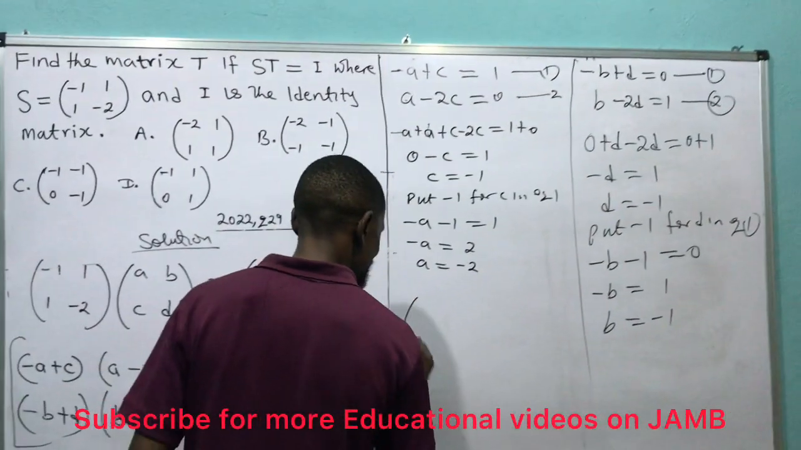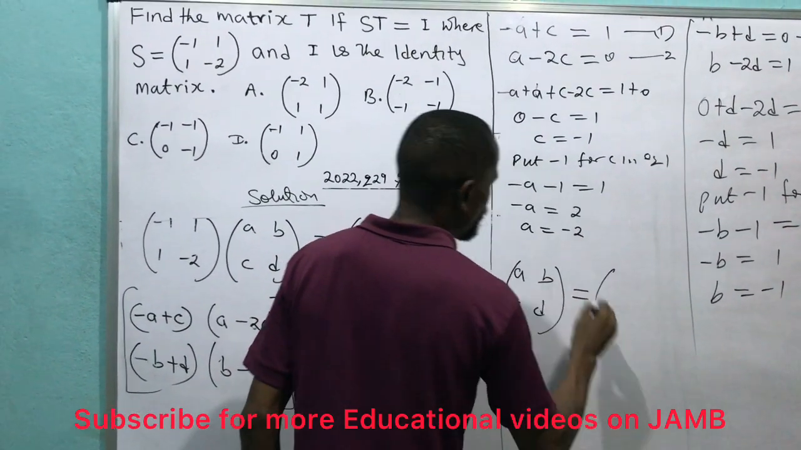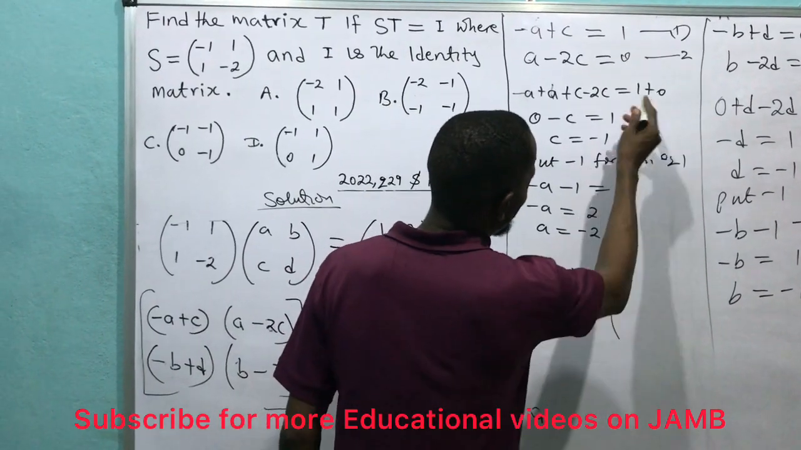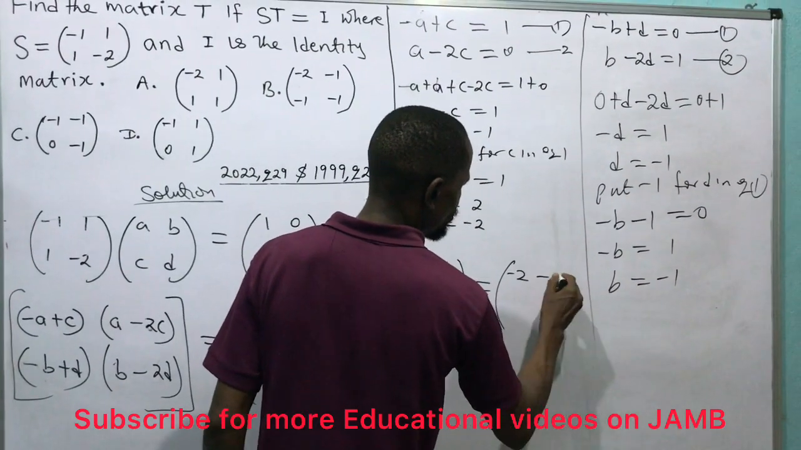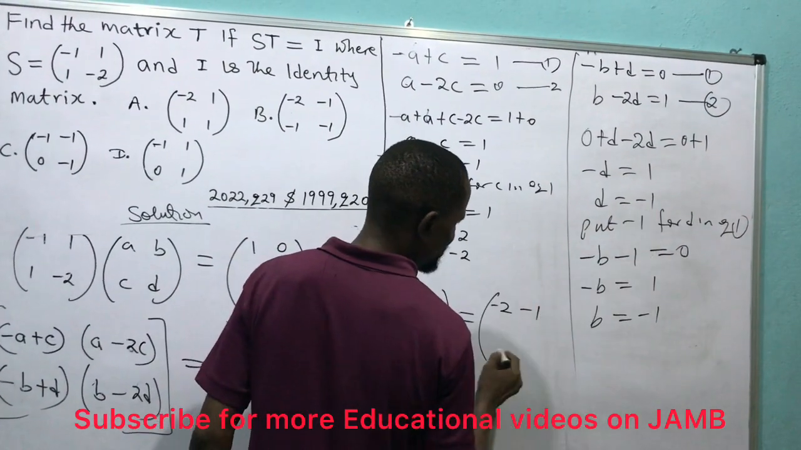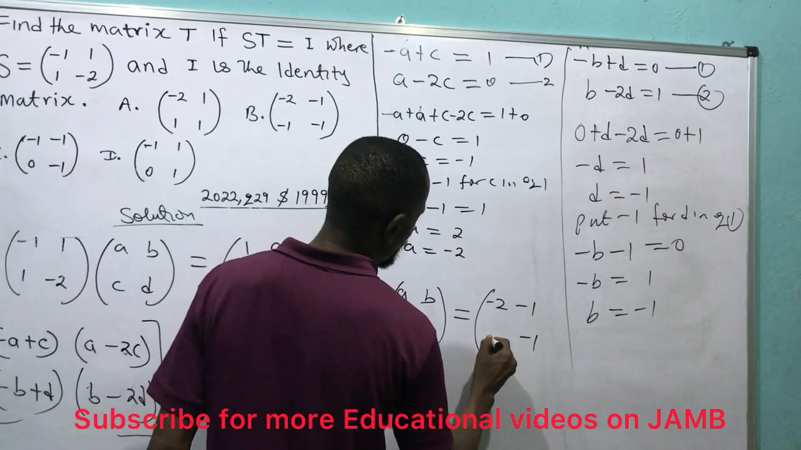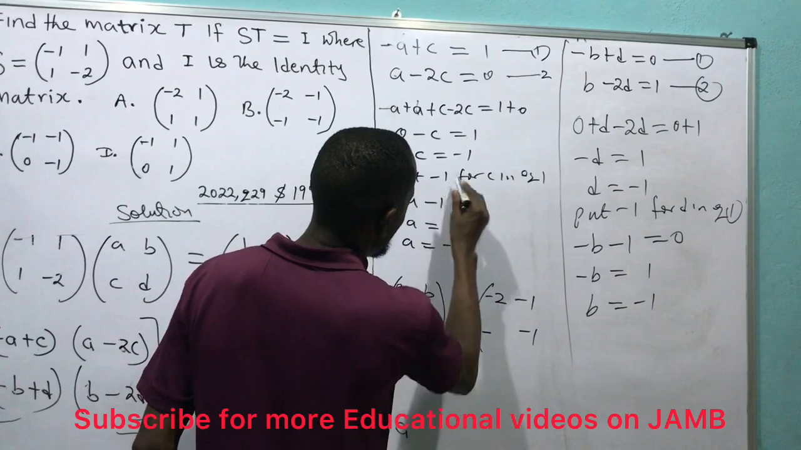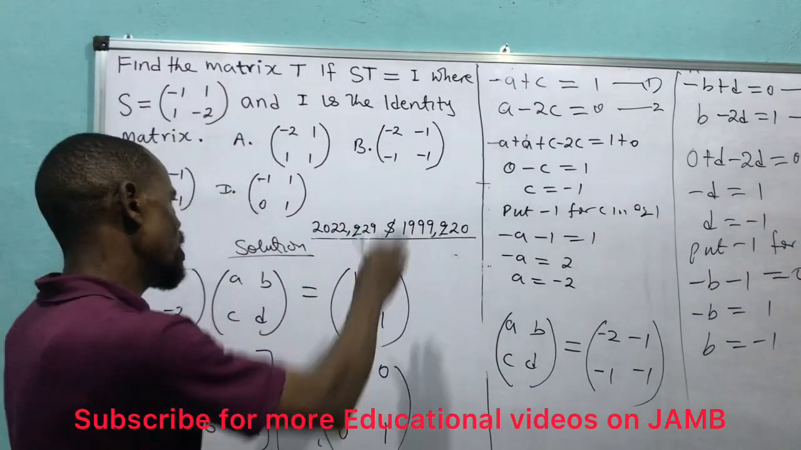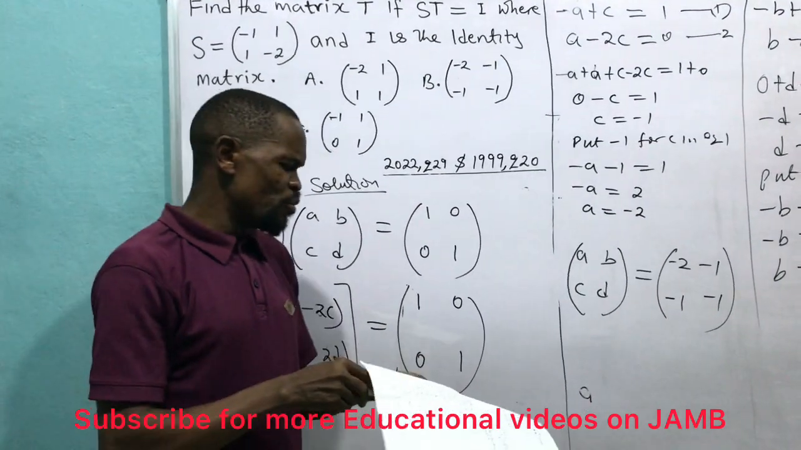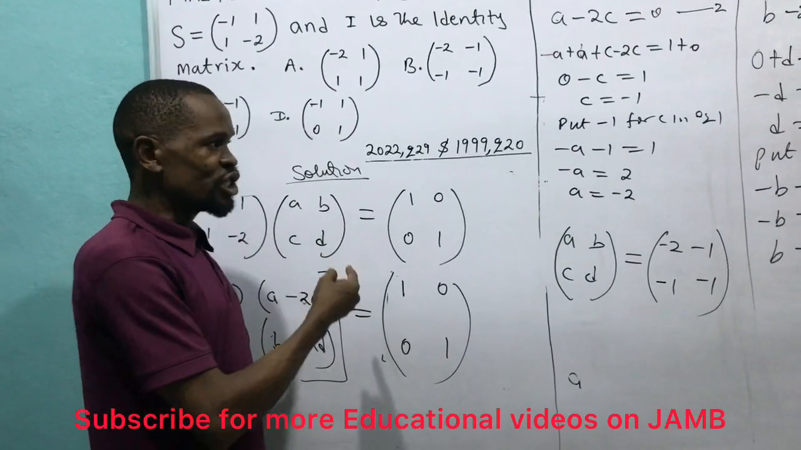Therefore, I can now say that A, B, C, D is equal to, where is my A? I got my A to be minus 2. Where is my B? I got my B to be minus 1. Where is my D? I got my D to be minus 1. I got my C to be minus 1 as well. Now look at the options here. So this is a simple way of solving it after you have gotten the other way, which I've shown you before.